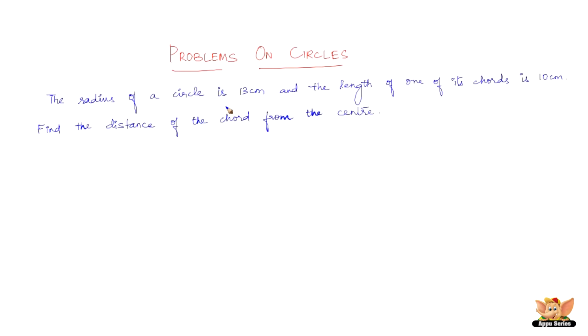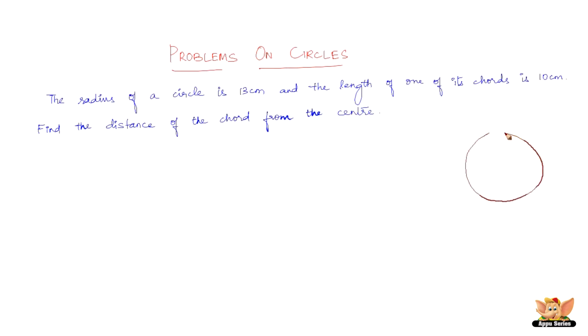Here in this video, let us solve some problems based on circles. The question goes like this. The radius of a circle is 13 centimeters and the length of one of its chords is 10 centimeters. Find the distance of the chord from the center. Okay, now let us draw the diagram based on the question.